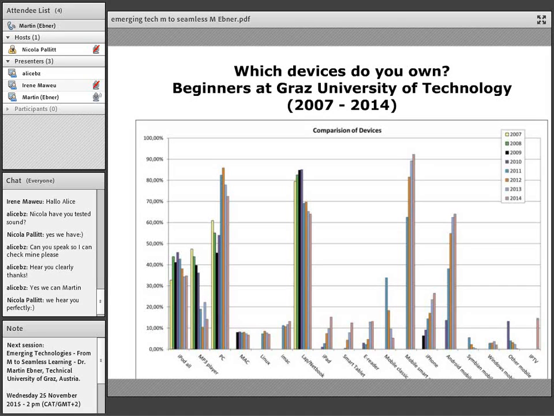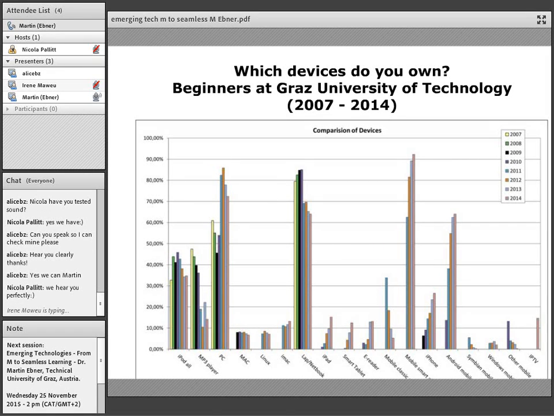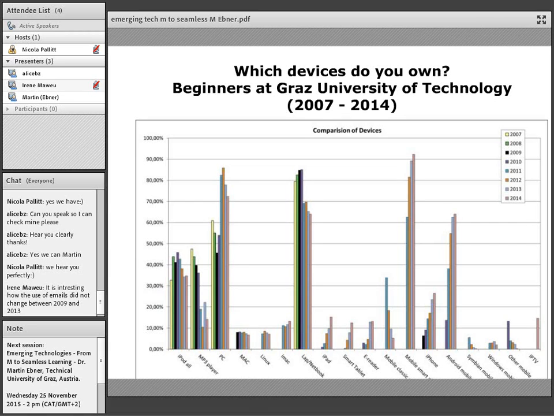This is a slide. We have a very big survey every year, beginning in 2007, where you can see what our students, our beginners at the university, own. It's just the question, what do you own on yourself, or what do you have, and which kind of devices. And you see, for example, that about 70 to 80% have a PC, a personal computer. About 60 to 70% have a laptop.